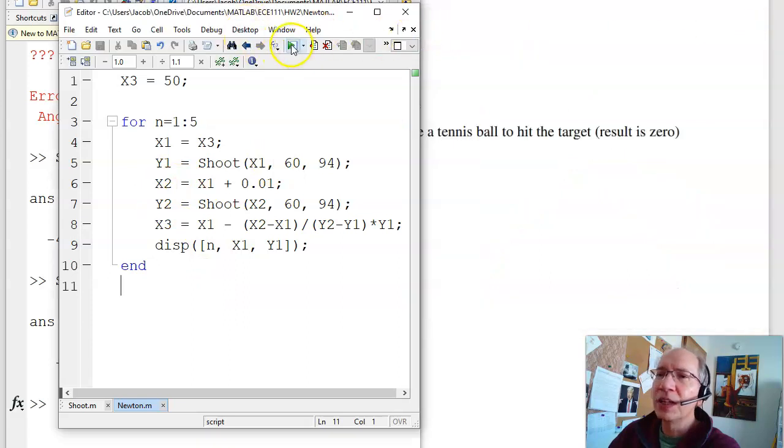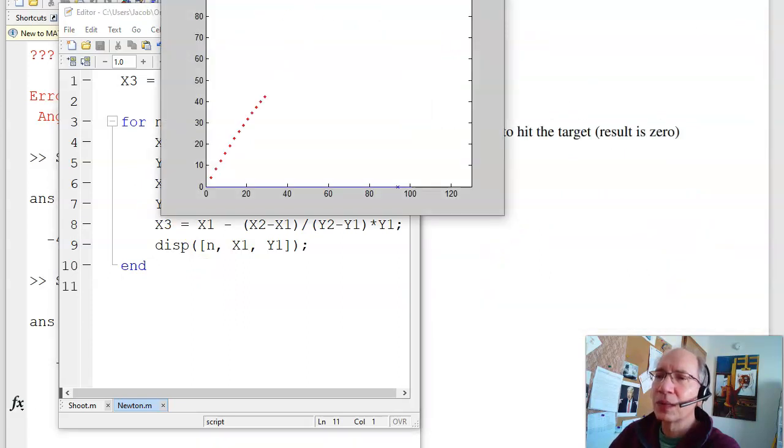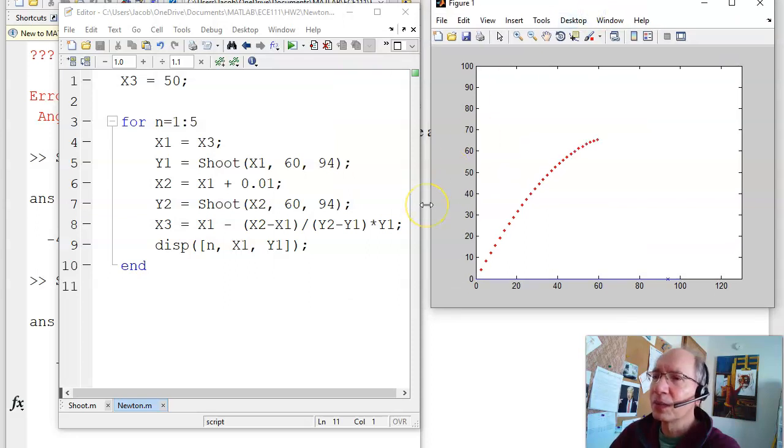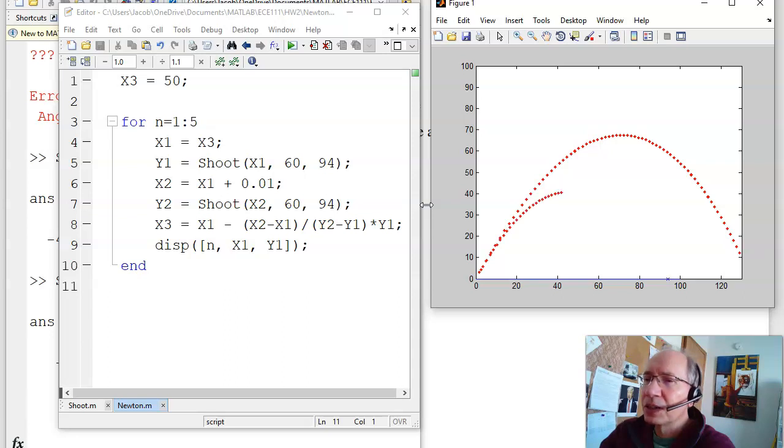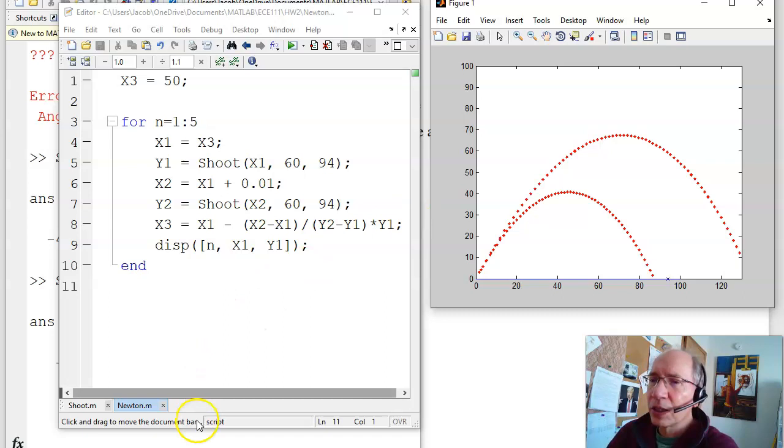So seeing how that works, there's my first guess. That's shooting at 50 meters per second. Does a second guess, perturbed by 0.01. From that, calculate x3. I'll then launch again. Closer.